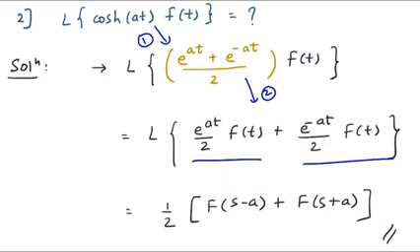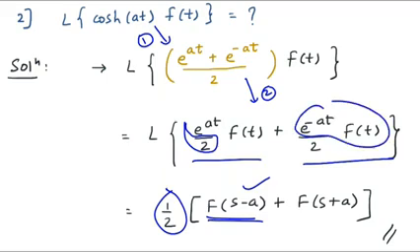So Laplace of e raised to at upon 2 into f of t is what? It's simple. Using the shifting property, you can say that the answer is capital F of s minus a upon 2. This 2 is because of this constant, so 1 upon 2 is common, take it outside. So Laplace of e raised to at into f of t is what? F of s minus a. Similarly, Laplace of this term is what? Capital F of s plus a. This is the final answer.